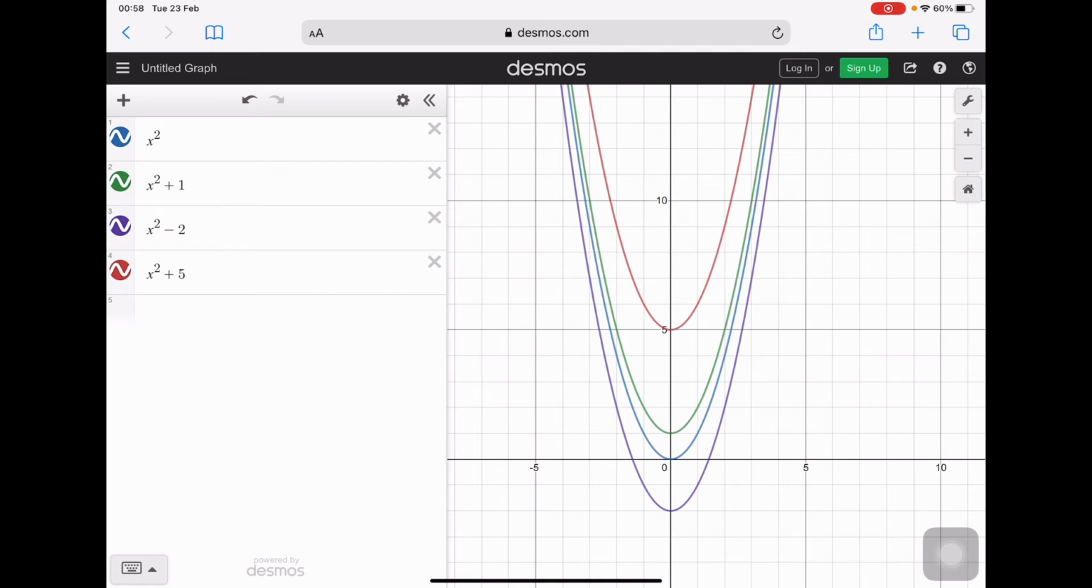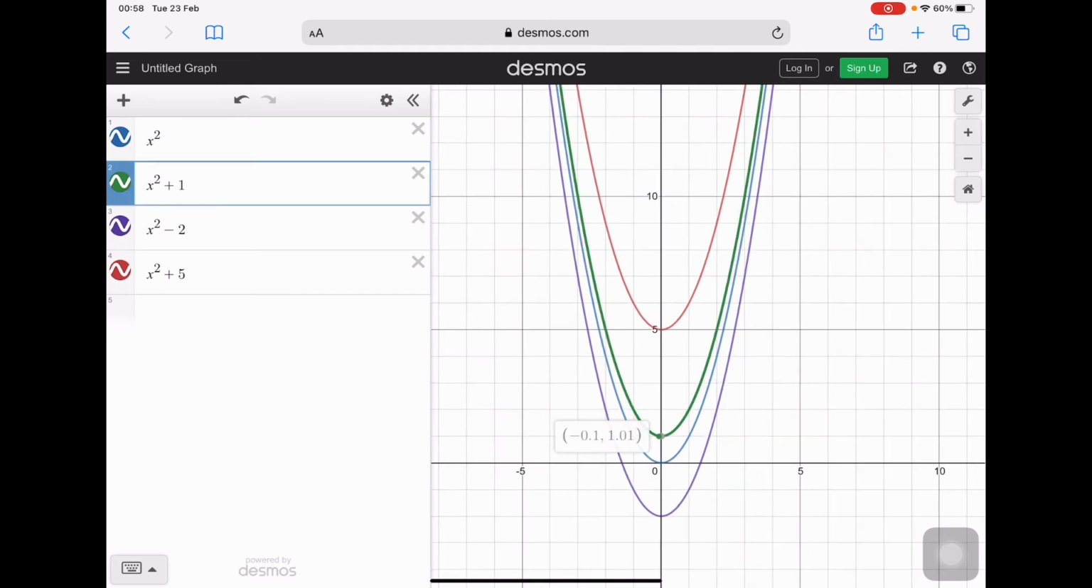x squared plus 1, what is happening here? So we're just adding 1. So 0, 0 becomes 0, 1. The x value doesn't change, but the y value, we're adding 1 to it. x squared take away 2 is the purple graph, and the x value won't change. Trying to isolate this. Oh, wow. Okay, the x value doesn't change, but the y value, we're taking away 2. So we go from 0 to negative 2.